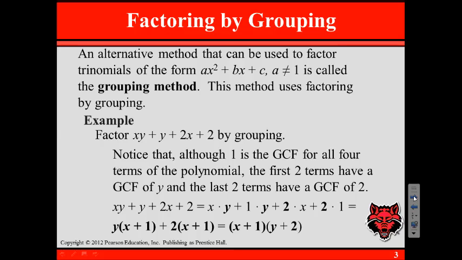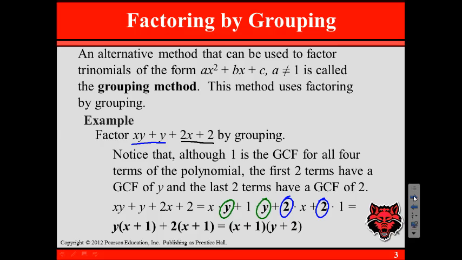And so let's take this example, xy plus y plus 2x plus 2. We would create 2 separate groups. Usually we just use the first 2 terms together and the last 2 terms together. As we look at the first 2 terms, xy and y, we see that the GCF is y. When we look at the last 2 terms, 2x and 2, the GCF is 2.